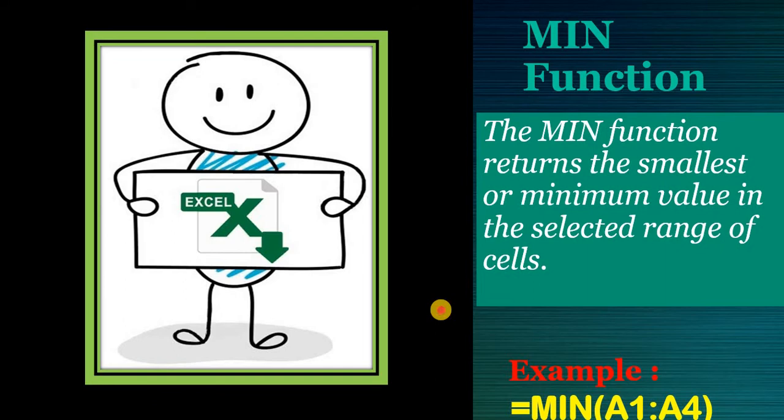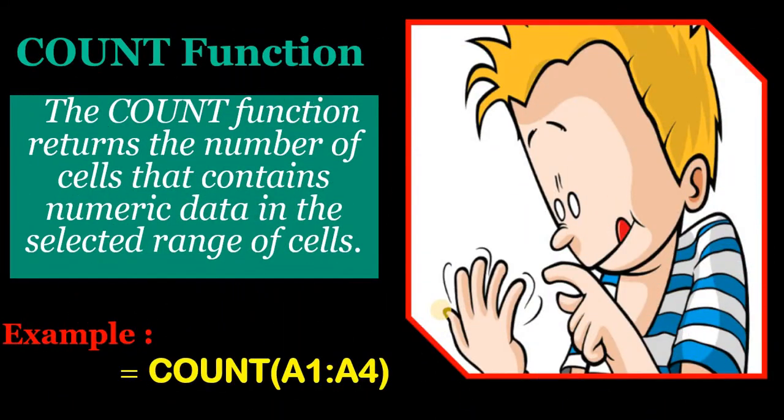Now let's move on. Another function we are having is the count function. The count function basically gives you the number of cells that contain numeric data in the selected range of cells. It tells you how many entries you have made in the specified or selected range of cells. Again, the formula for count is equal to count A1 to A4. So now let's move back to your Excel sheet and see how we can apply this formula there.